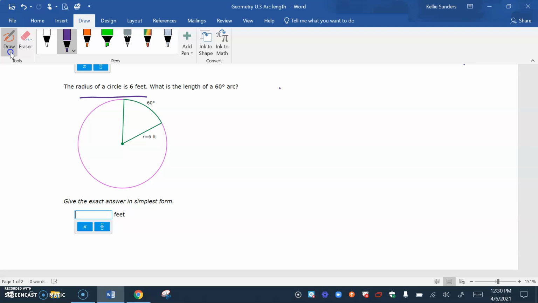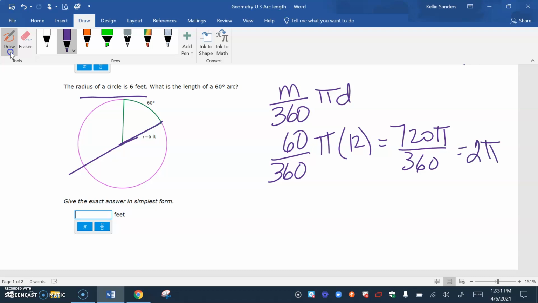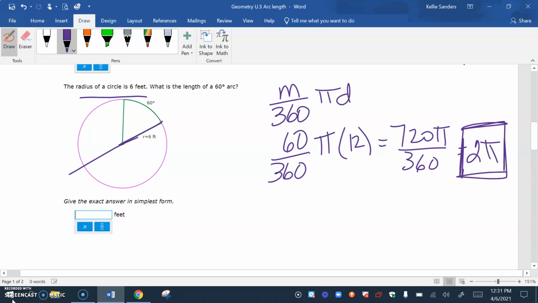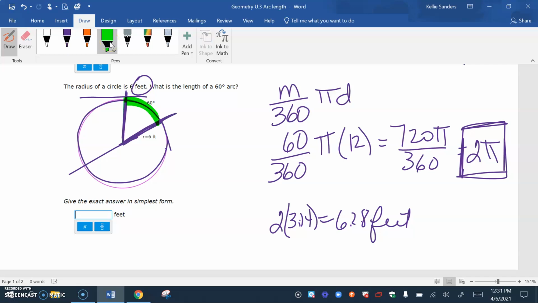The radius is 6 feet. What's the length of a 60-degree arc? Measure over 360, pi times diameter, 60 over 360, pi times, if the radius is 6, then the diameter is 12, which would be 720 pi over 360, which would be 2 pi. So that is your answer. But again, what that means is if we would put 3.14 in, we would get 6.28, and since we're talking in feet, if we had this circle and I said I want to take this part of it, this part would be 6.28 feet, or 2 pi feet.